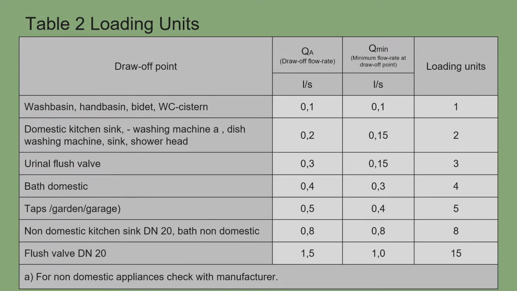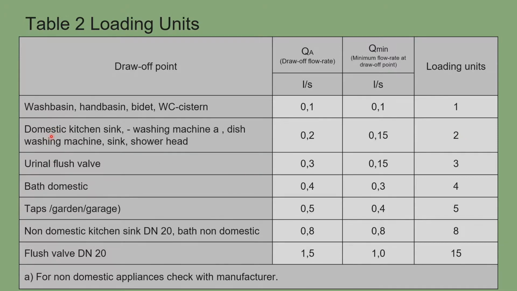Now, when we start looking at loading units, what they've done is they've done these little time studies and use studies on these various appliances. We've got wash hand basins, bidets, WC cisterns. They are 0.1 litre per second for the normal draw off and minimum draw off. So these are given a loading unit of 1.